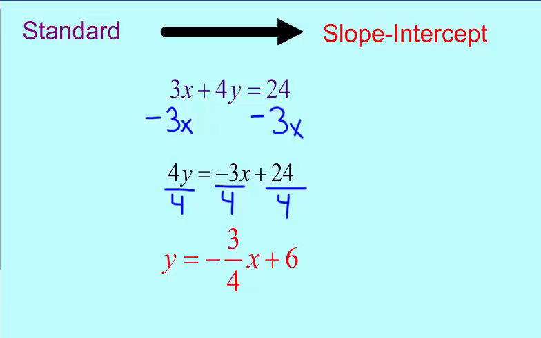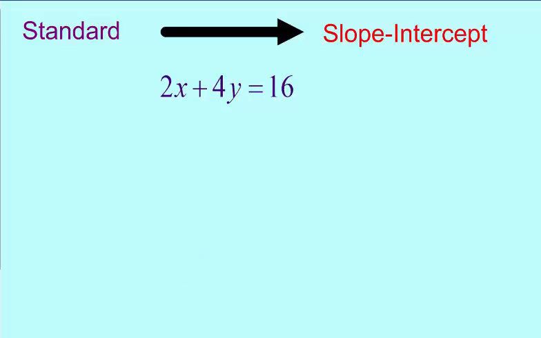Then, my second step is I'm going to divide everything by the coefficient attached to that y. So in this case, the 4. So when I divide everything by 4, I end up with y equals negative 3/4 x plus 6. Go ahead and apply those same two steps, subtracting over your x values and dividing everything by that coefficient attached to y for this problem to convert it to slope-intercept form. Pause the video until you've had a chance to try it, and then push play again to see your solutions.